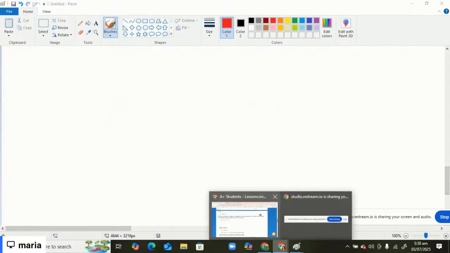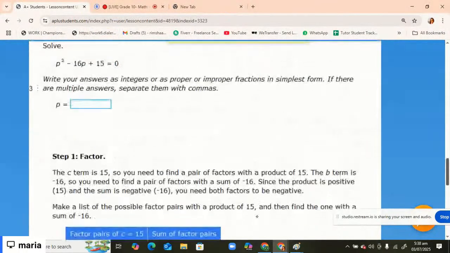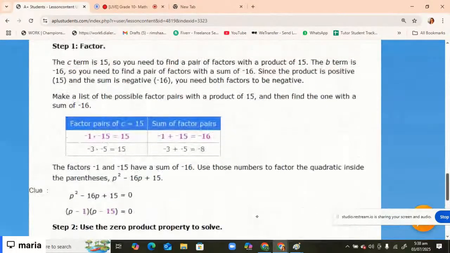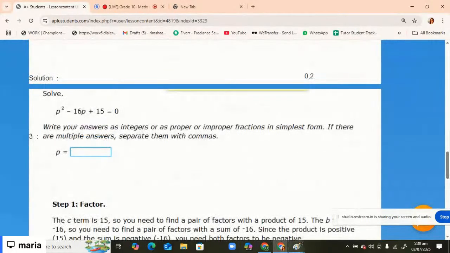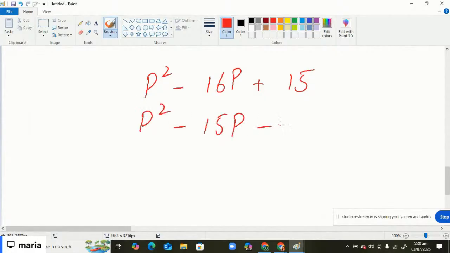Now let's discuss the next: p square minus 16p plus 15. Now we make the factors. So the factors are p square minus 15p minus 1p plus 15. You multiply, then you get the answer 15. Add up, then you get the answer 16.